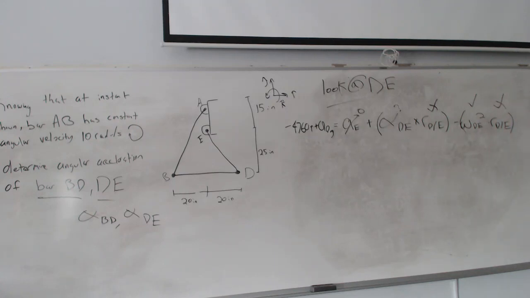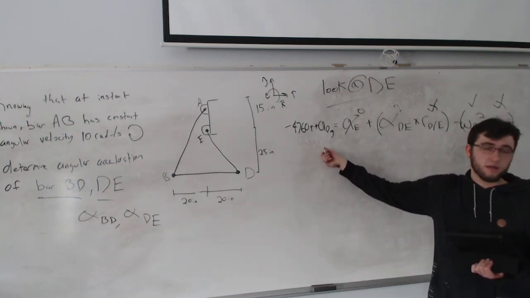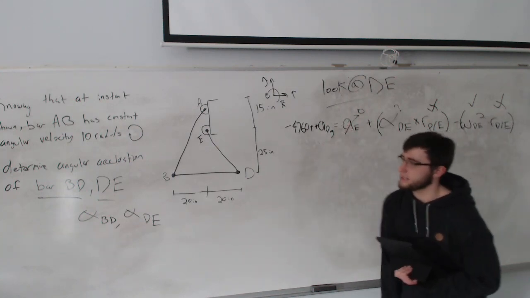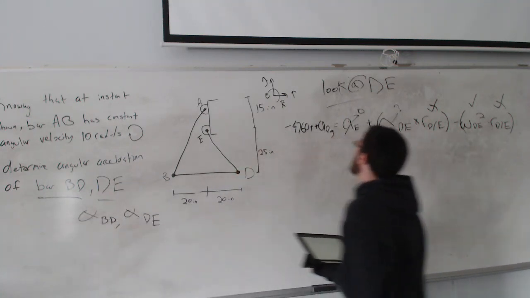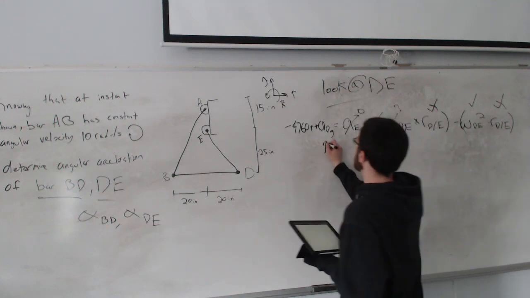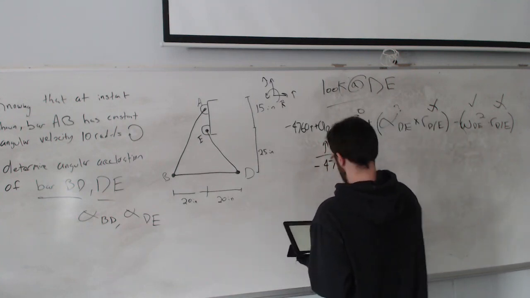All right, I am going to break this into i and j components again because I'm trying to solve for the acceleration of d so that I can stick it back into the base equation and get the angular acceleration of vd.